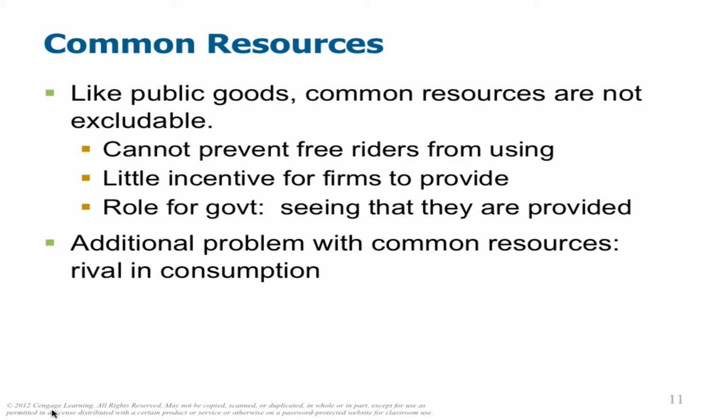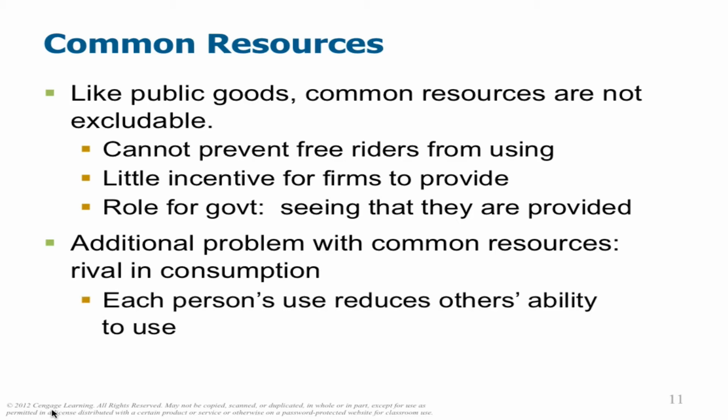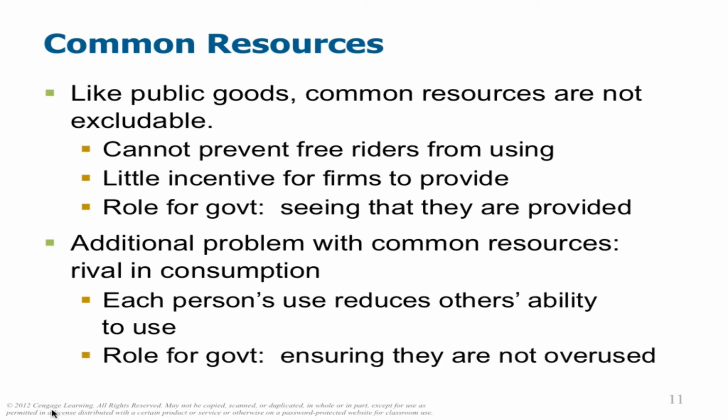Right? Common resources. Each person's use of a common resource reduces another person's ability to use it. And so the role for the government in common resources is to make sure that they aren't overused. If you go to Yellowstone National Park, common resource, but it can become overcrowded. And so the government regulates the number of day hike permits. It regulates the number of overnight camping permits. It regulates the number of camping sites.